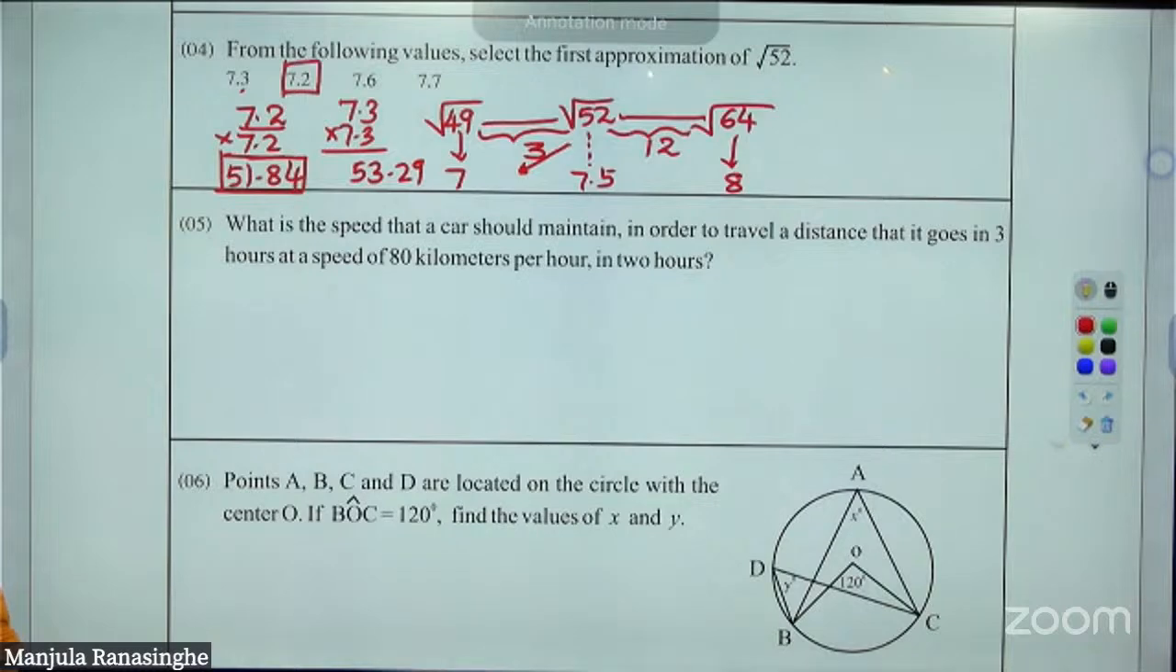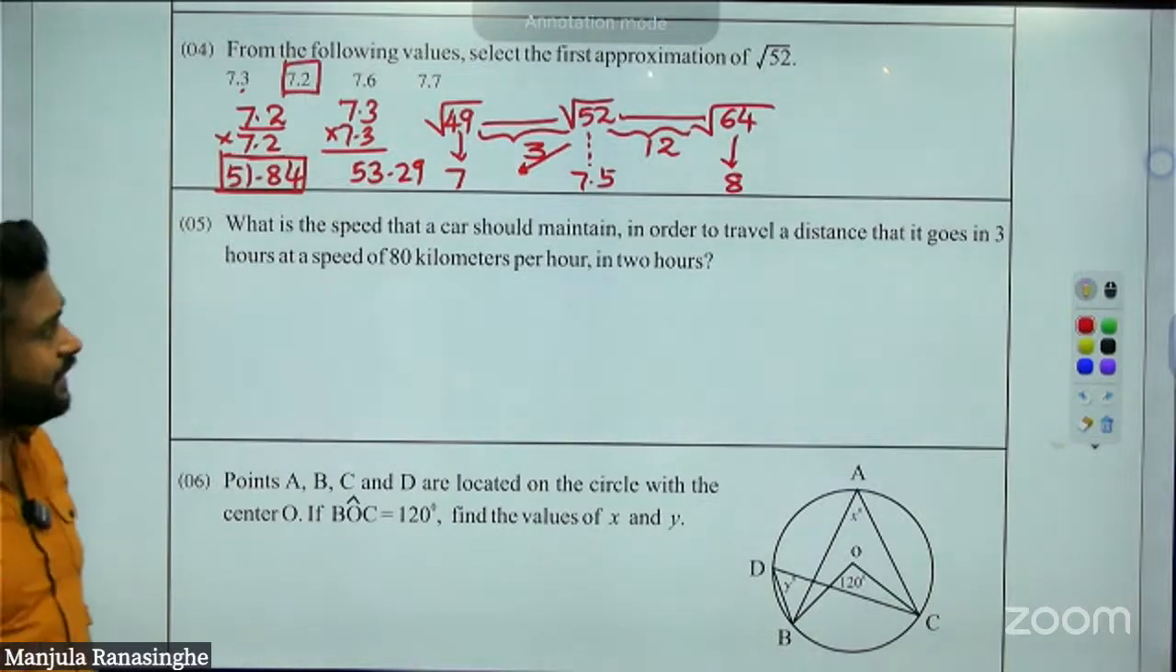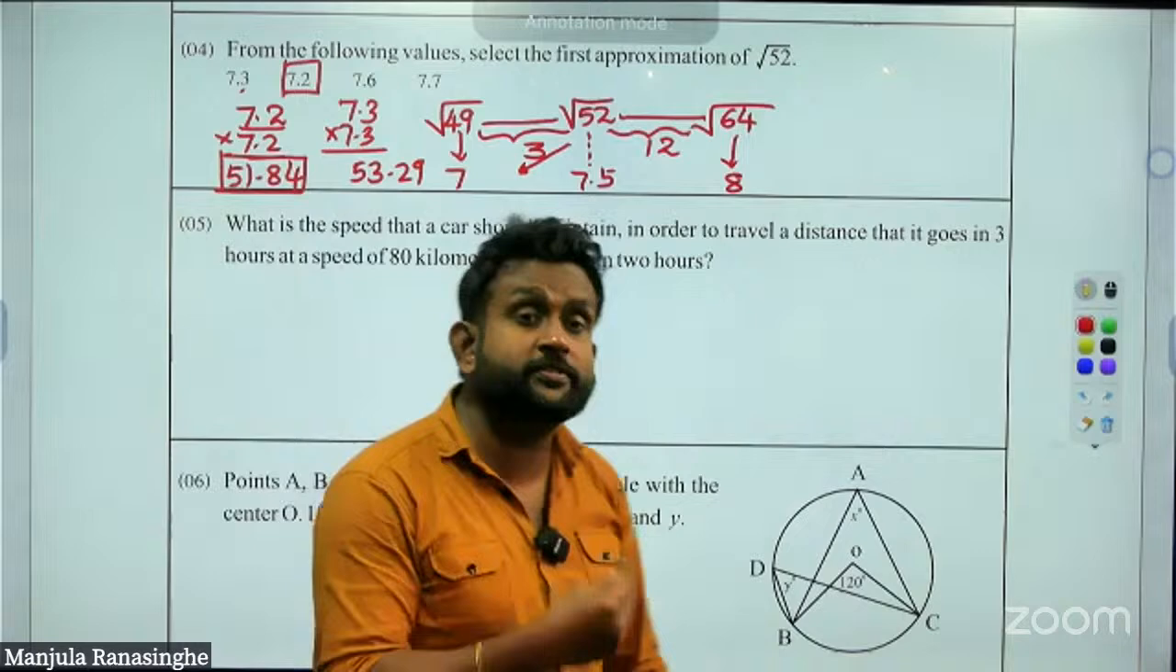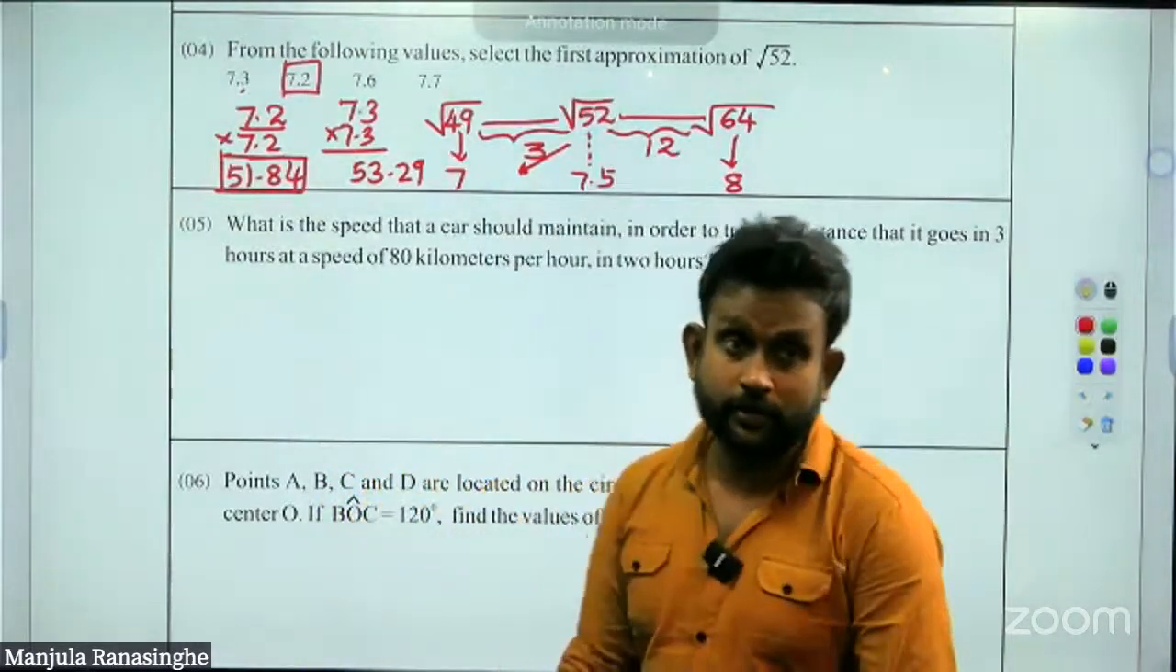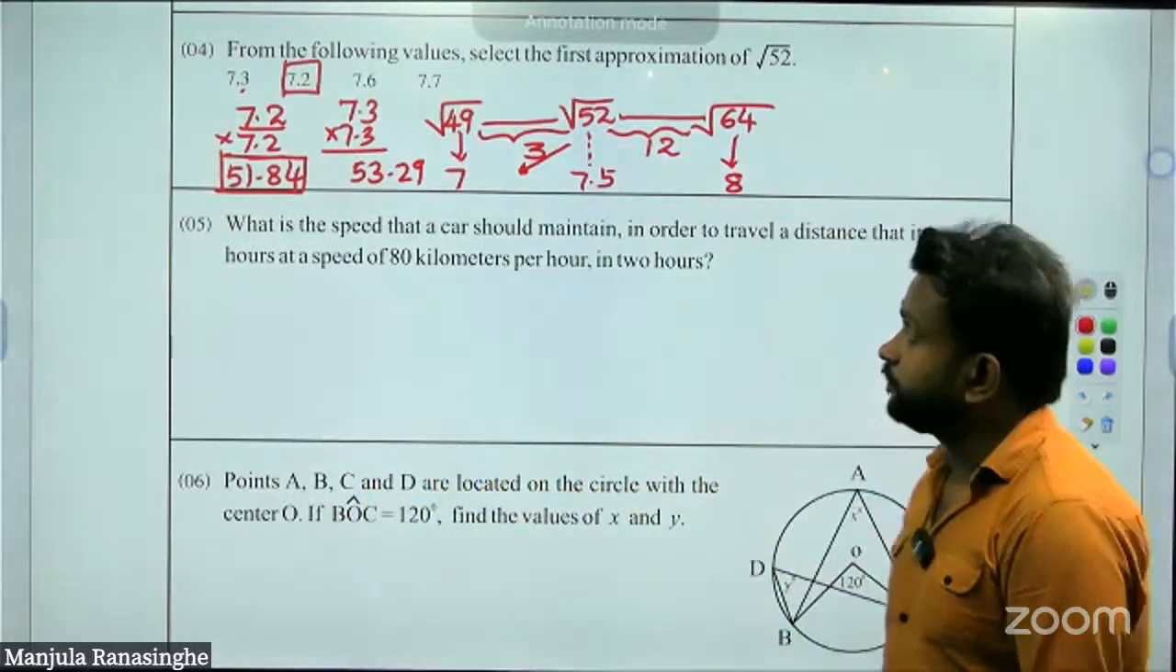Okay, that means you are getting the first approximation, meaning to the first decimal place. Okay, 7.2 is the answer.